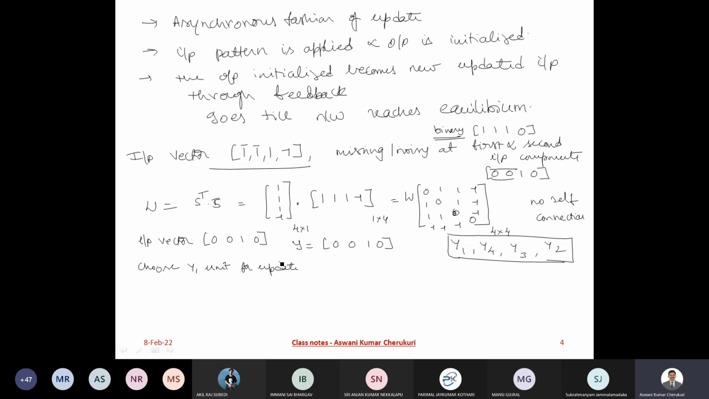So when I take the Y1 unit for update, what is the net input to Y1? Net input to Y1 is X1 plus the sum over the rest of the nodes, j equal to 1 to 4, there are 4 units, of Yj into the weights Wj1 transpose. So in the sense, X1, what is the input? The input is 0, right? This is X1, this is X2, this is X3, and this is X4.